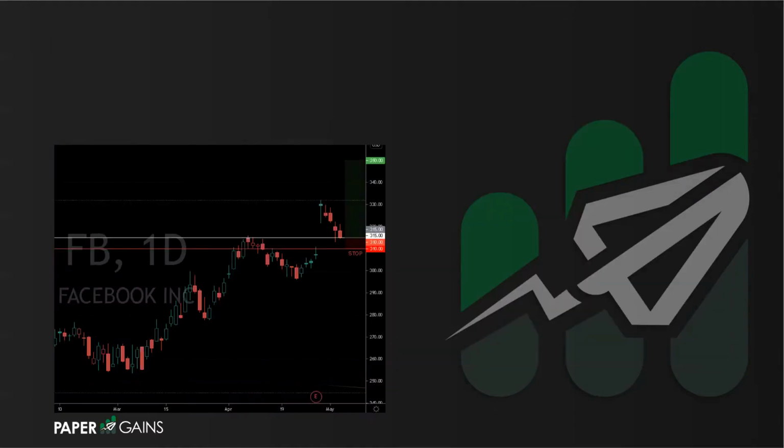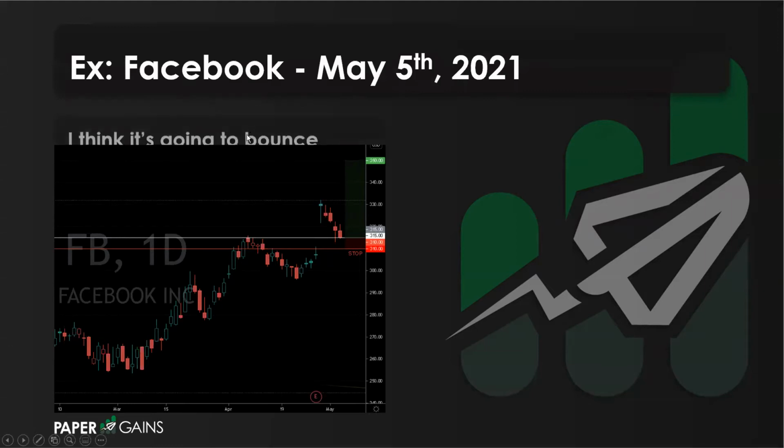We were just putting this together last night, and I was looking at Facebook again. We saw there was a 213 top here in early April, and it was coming down. This is the chart as of yesterday. I would have said probably not to take it yesterday, but today it actually looks really good. Before you open a position, right? So this is last night.